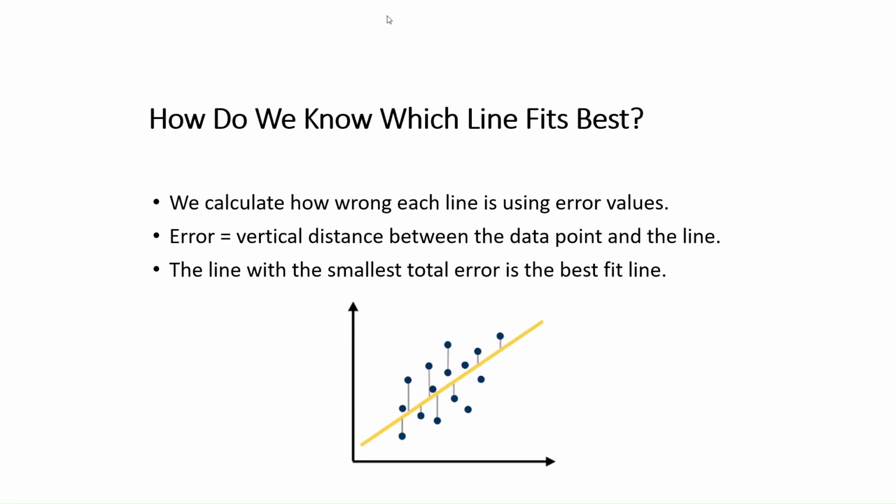Next slide, we see how do we know which line fits best. Here we calculate how good each line is using error values, and error equals the vertical distance between the data point and the line. Not all lines fit well. We need to measure how good a line is. For each data point, we find the vertical difference between the actual point and the line. This difference is called error. And to measure total error for all points, we use one formula that we can see in the next slide.